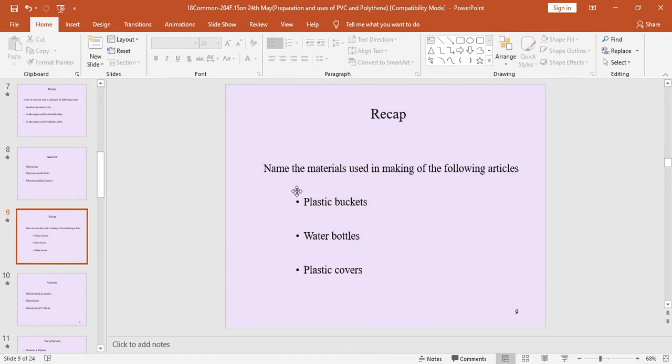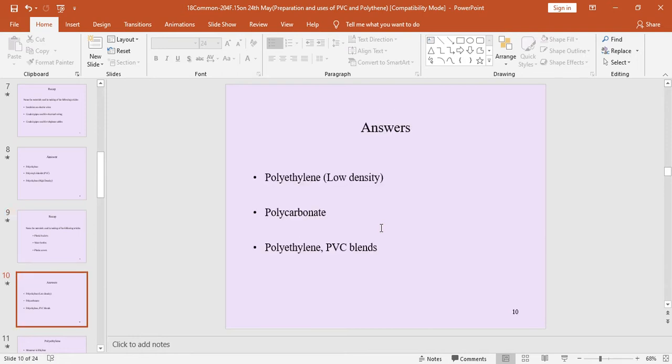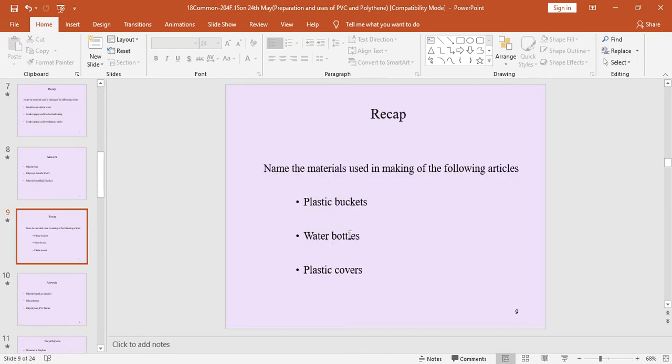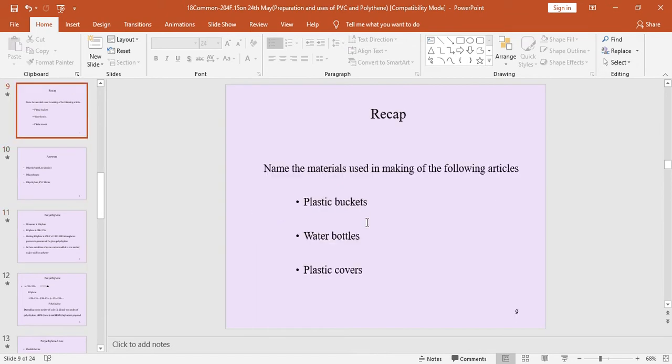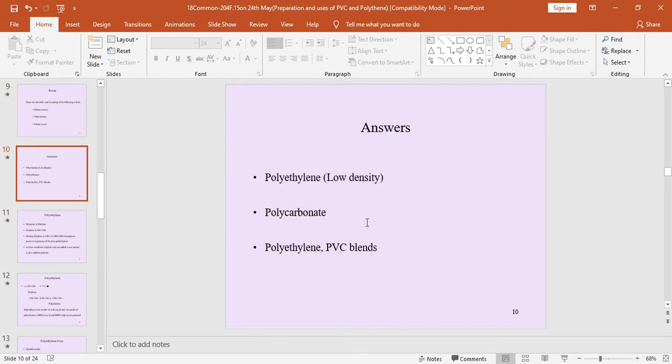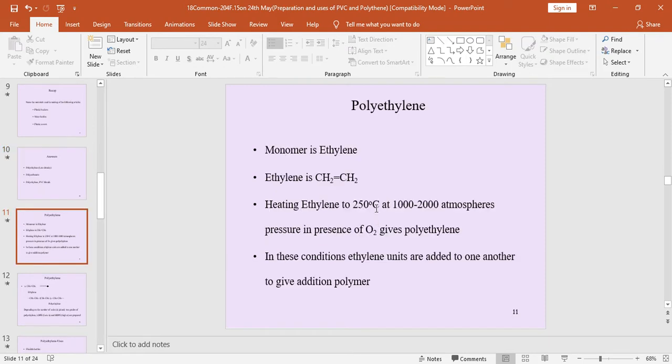We also use plastic buckets, water bottles, and plastic covers in daily life. Plastic buckets are prepared from polythene, that is low density polythene. Next, water bottles are prepared from polycarbonate, and finally plastic covers are prepared from polyethylene PVC blends. We are very familiar with these examples. So from these basics we can understand the preparation of polythene, right?